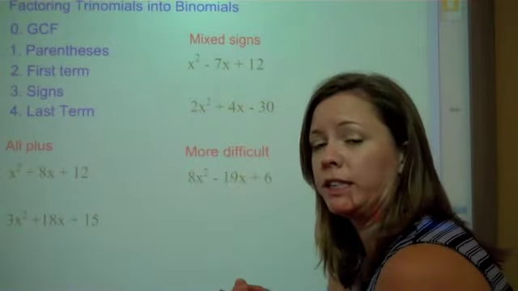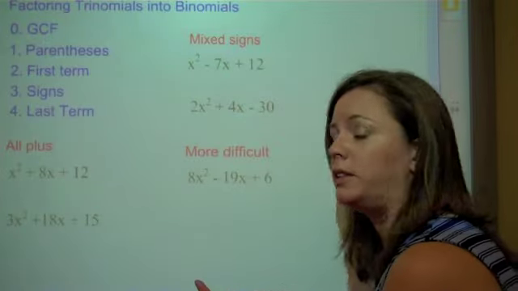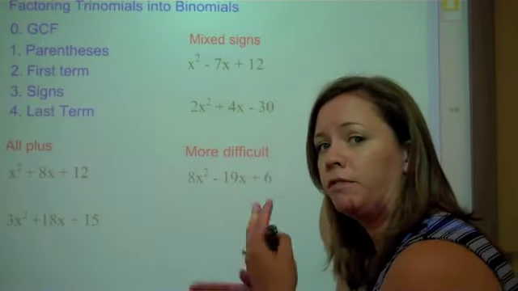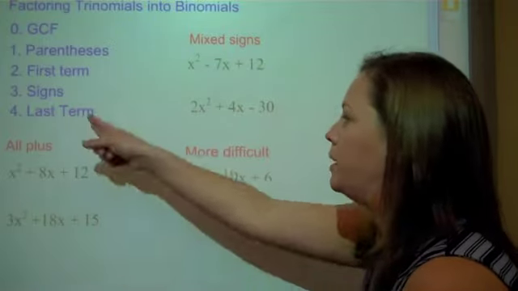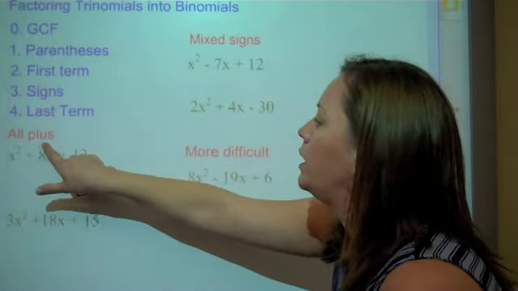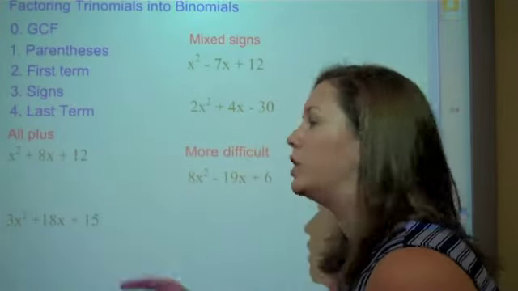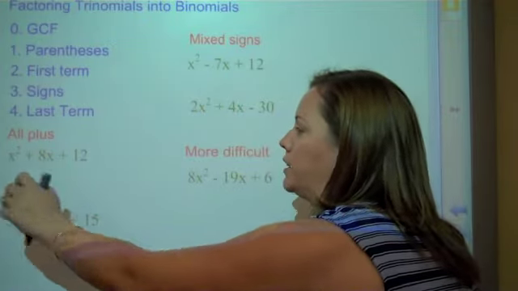Okay, let's talk about factoring trinomials into binomials. First thing you want to do is check to see if there's a greatest common factor. Then you want to write your parentheses, figure out what your first term is, figure out what your signs should be, and then figure out what your last term should be in your parentheses. So let me give you an example of how this should work. Here's an example of a trinomial where all your signs are positive. My first term is x squared, and then we have plus 8x plus 12.